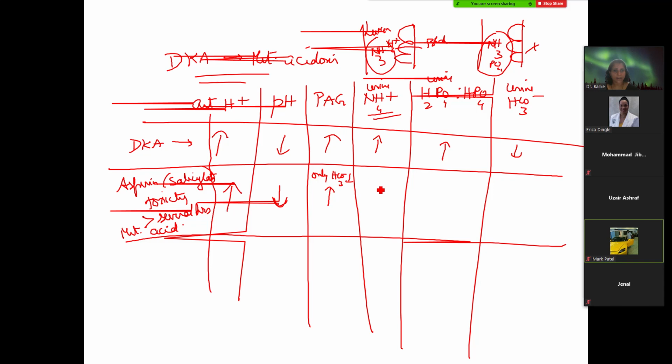Because only bicarbonate is decreasing, not at the expense of chloride, all the buffering activity in the kidney will increase. So what will happen to ammonium formation? Increase. The H2PO4 ratio will increase. Urinary bicarbonate excretion will decrease.